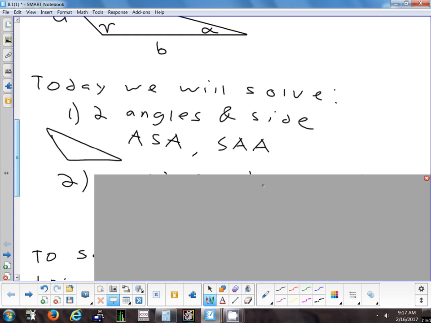Let's say this angle is 10 degrees. This angle is 100. And this side is 7. That's an example of angle, side, angle. The reason is because the side that I gave you is between the two angles.